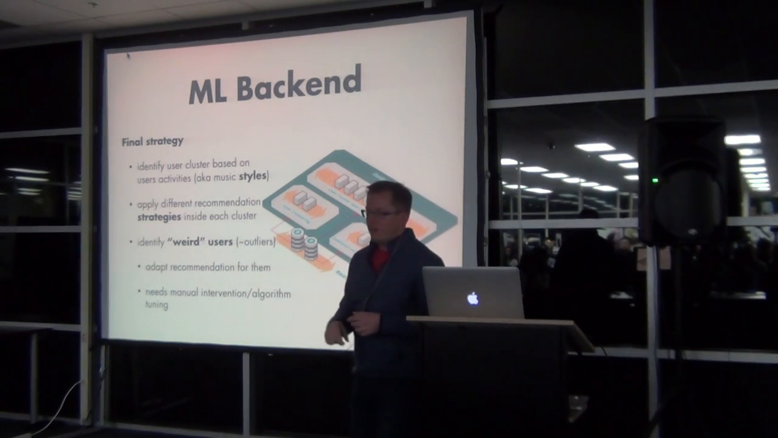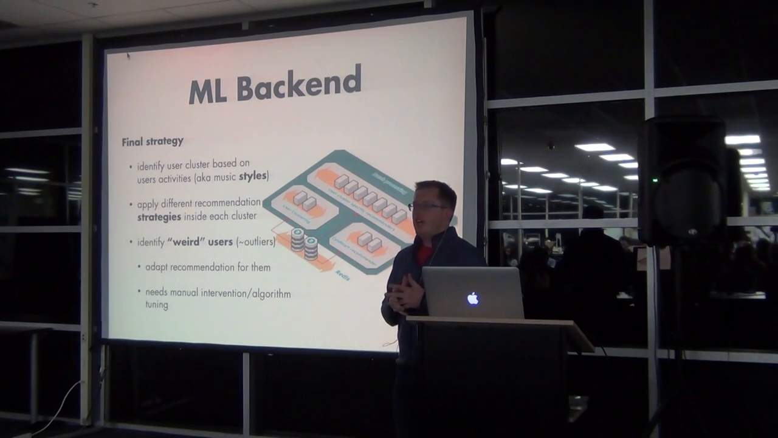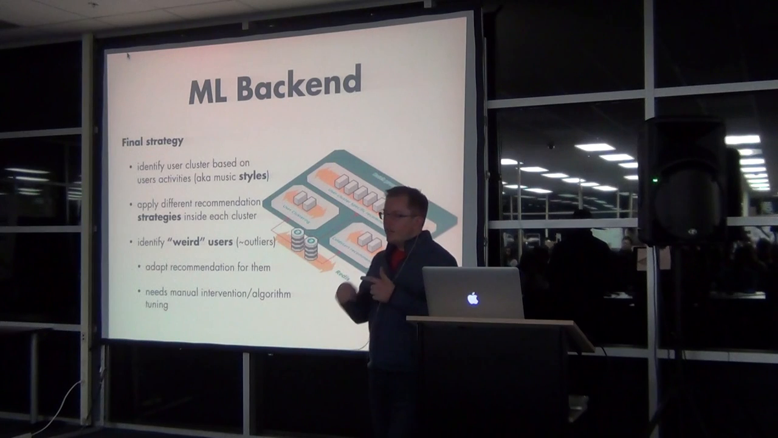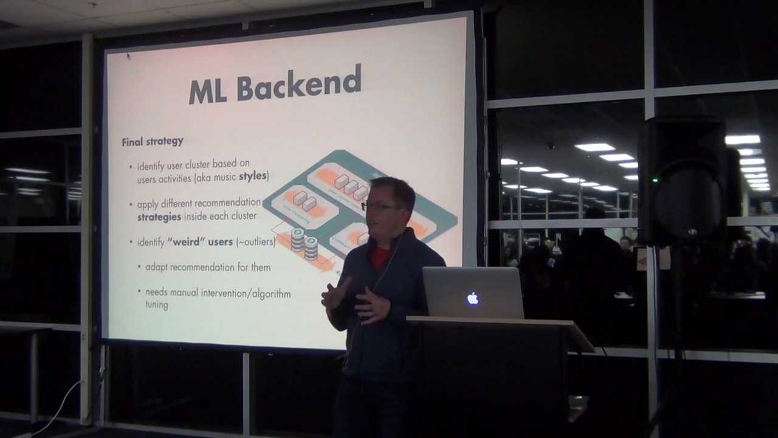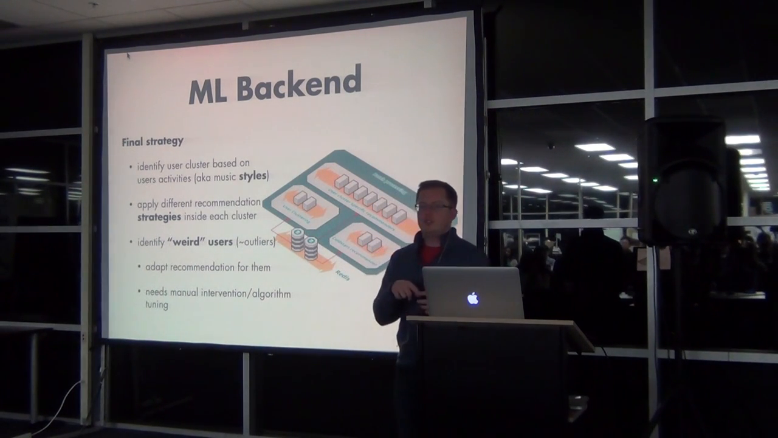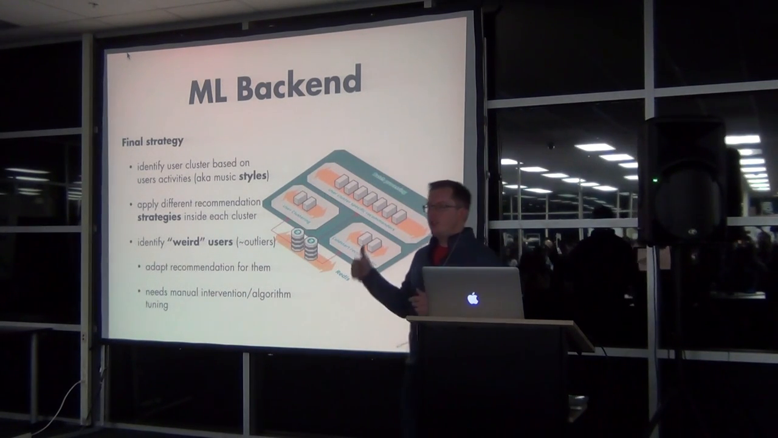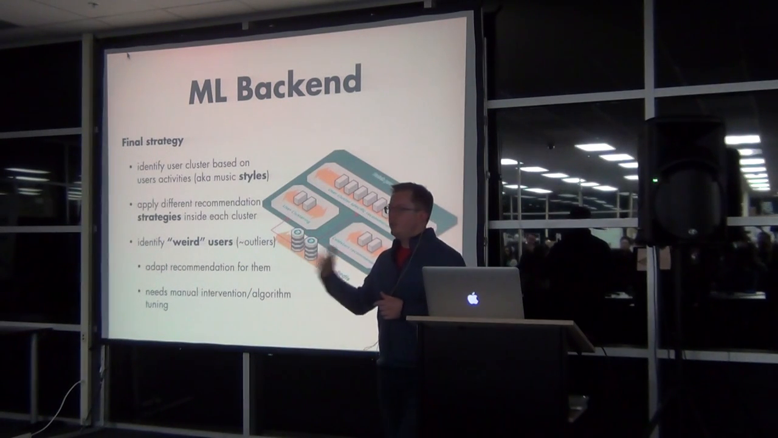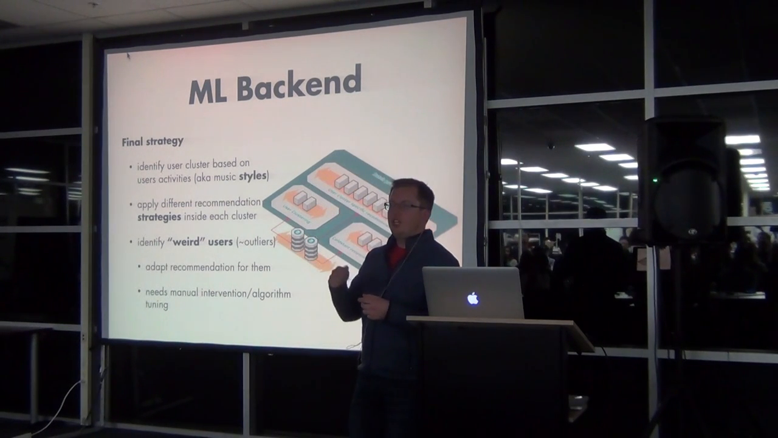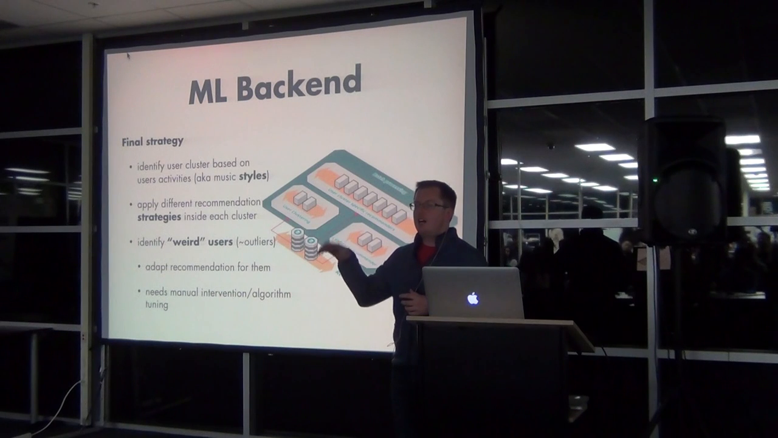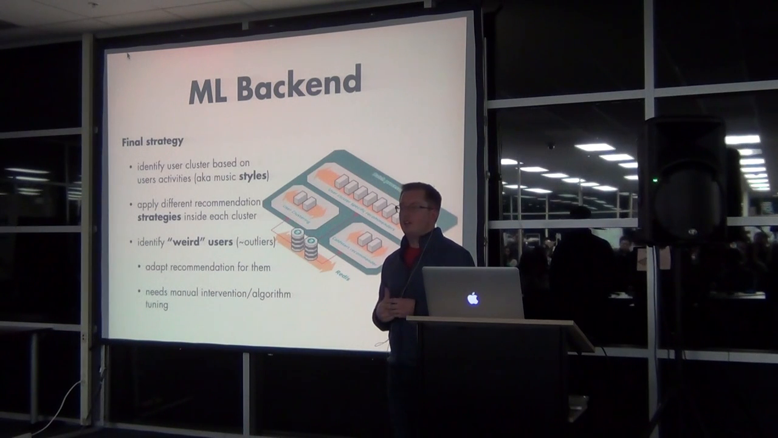But then we figured out that there are really specific users which have really special demands. So we figured out that we need to track these users. So it's kind of the outlier in the data set. And if we detect this user in the incoming activities, we have to trigger some alarm at the backend, receive an email and say, okay, this is a really interesting user. He or she likes a different style of music. Adapt your recommendation algorithm. And surprisingly, this scales pretty well.